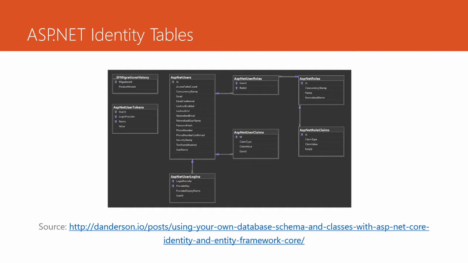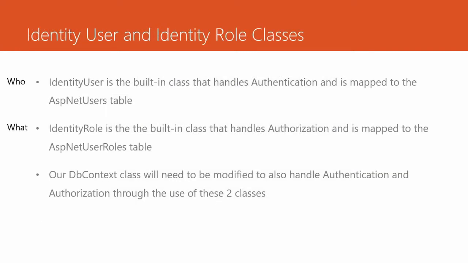Okay. The good thing is we can actually customize some of this for what we want to do. This is not set in stone. You can actually go in and do some editing and customization on this. So I think that's excellent. Identity uses these two classes, identity user and identity role. It boils down to the who and the what. We're going to do a little modification to these two classes. And down the bottom, we've got to do some updating in our DB context class as well. Okay, and this is going to handle authentication and authorization through the use of these two other classes.